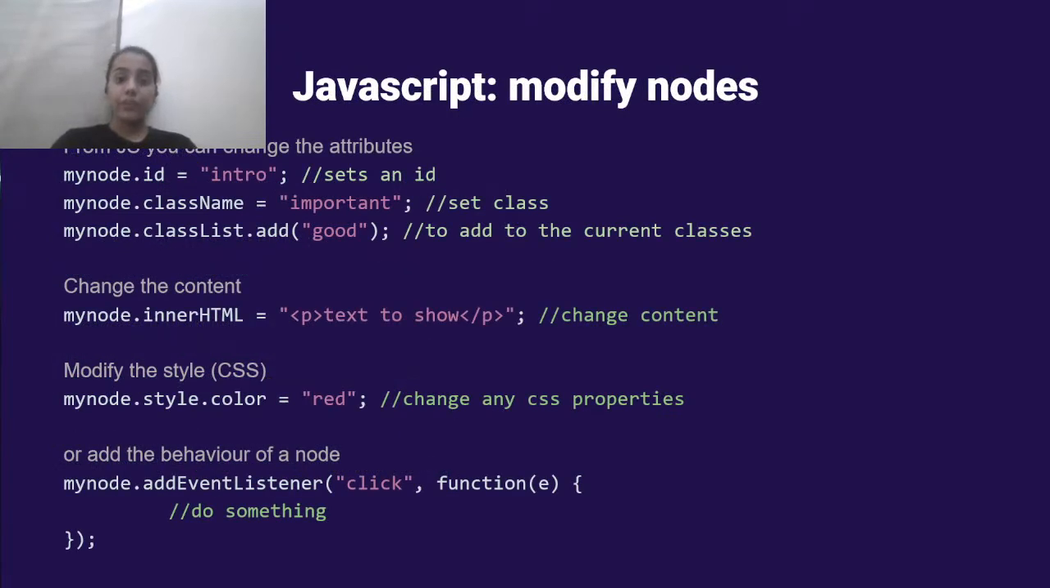Next, we have how we can modify the node. From JS, you can change the node attributes, and you can set it to myNode dot. Suppose we set an ID for a particular node. You can set a class for a particular node, and you can add it to current classes. To change the content, you can simply write what you want the content to be, and you can also change the CSS, which is myNode.style.color. So for color, you can use dot color. For size, you can use dot style, dot size. So by using style, you can change any CSS property.